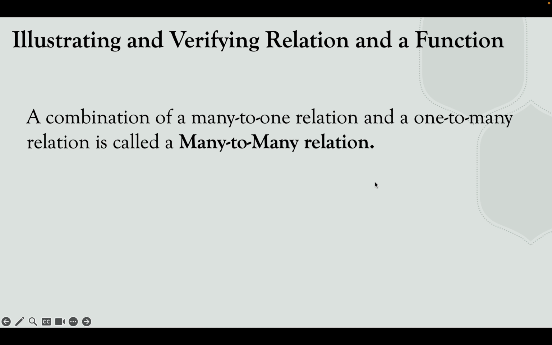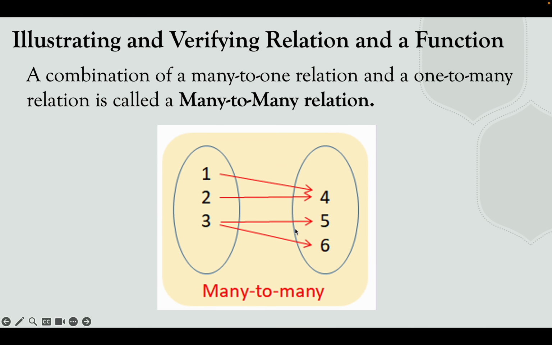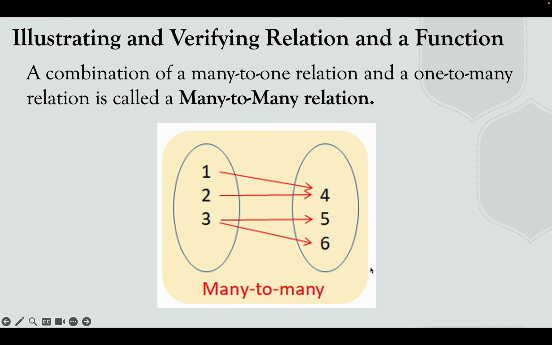And we have also another one, which is a combination of many to one relation and one to many relation, called many to many relation. That means we can pair, for example in this one, number 3 here is paired to 5 and 6, or in the range is paired also to 1 and 2. So one to many and then many to one. So that is many to many relation.